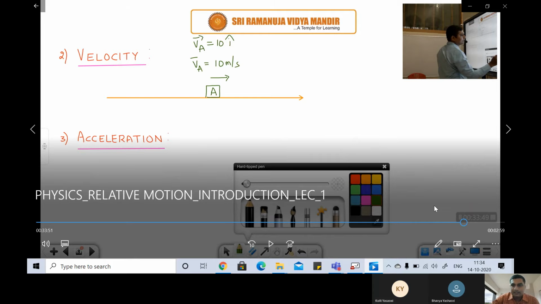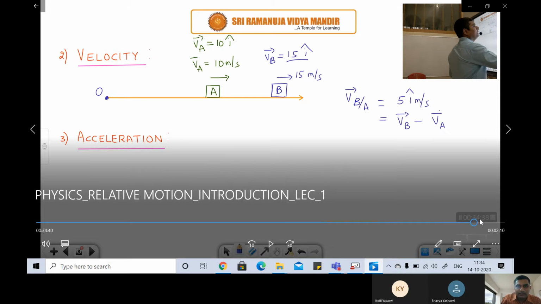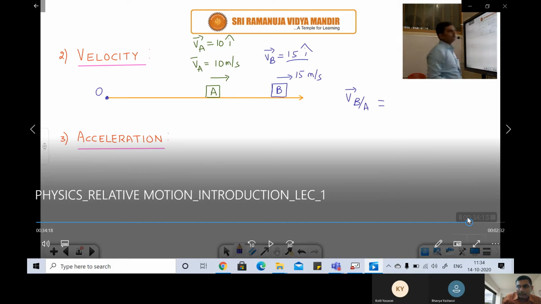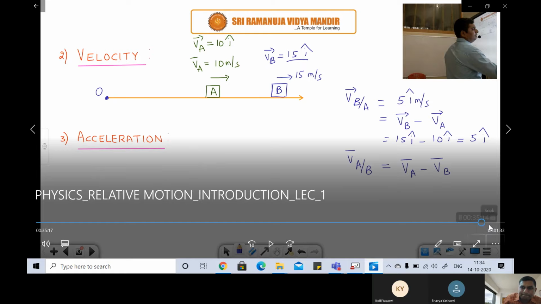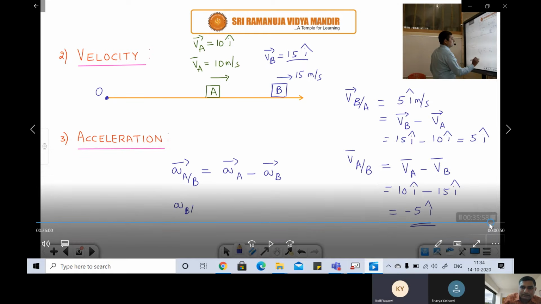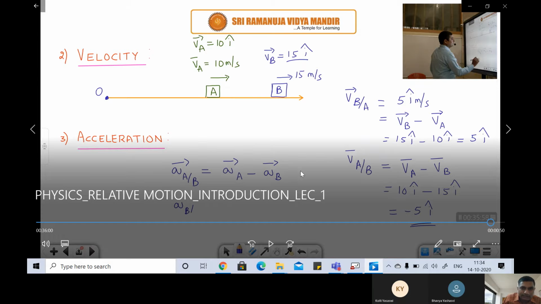Velocity is the same thing. Suppose two objects are moving at 10 meters per second and 15 meters per second. What is the velocity of B with respect to A? 5 meters per second. What is the velocity of A with respect to B? Minus 5 meters per second. Correct. Same thing is true for acceleration also. Understood? I hope you got this point.